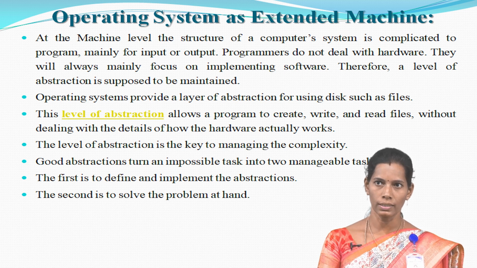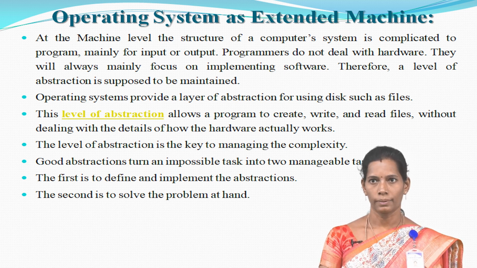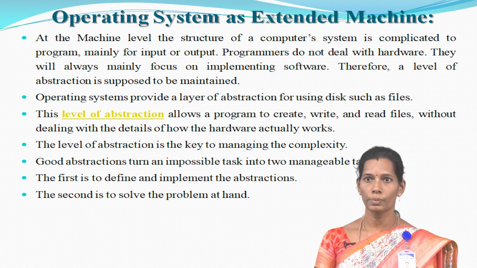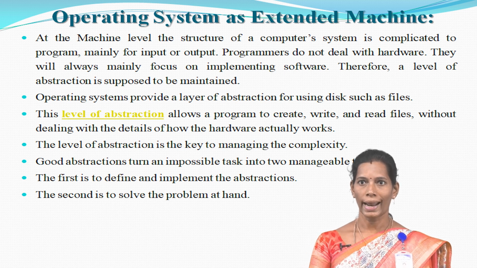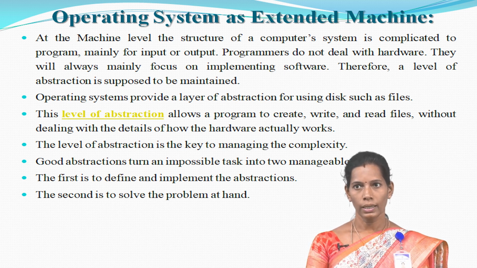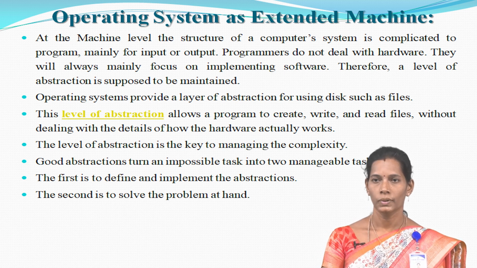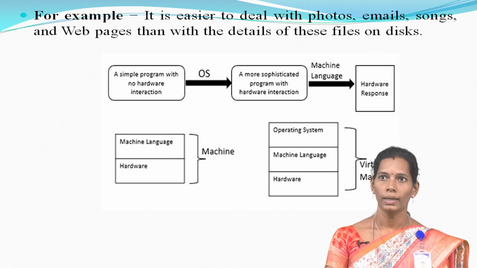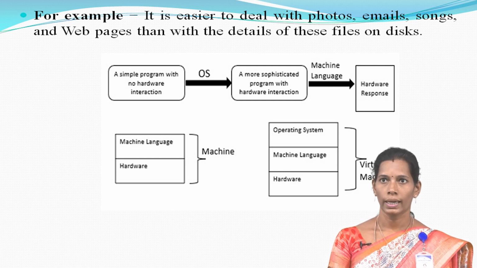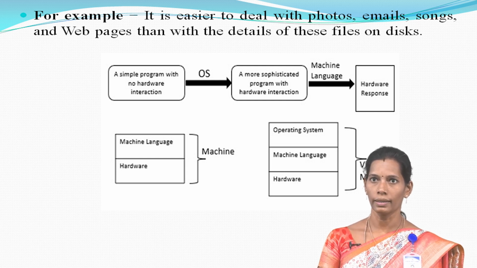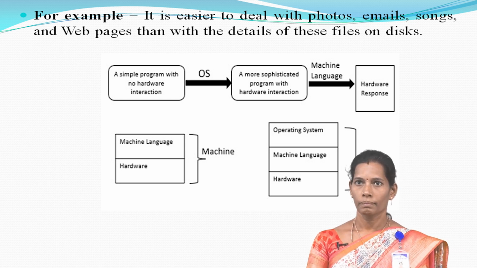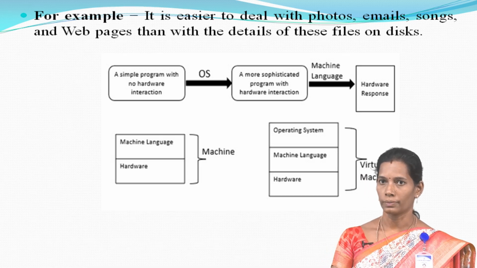The level of abstraction is the key to managing the complexity. Good abstraction turns an impossible task into two manageable tasks. The first is to define and implement the abstraction. The second is to solve the problem at hand. Operating system provides abstraction to application programs in a top-down view. For example, it is easier to deal with photos, emails, songs, and web pages than with the details of these files on disk. The given diagram shows the functioning of OS as an extended machine.